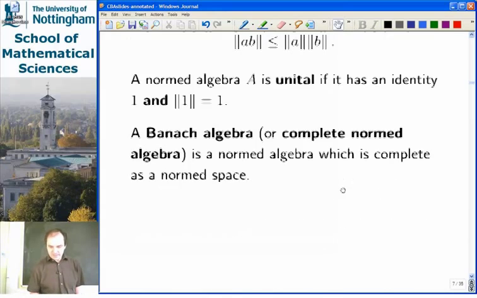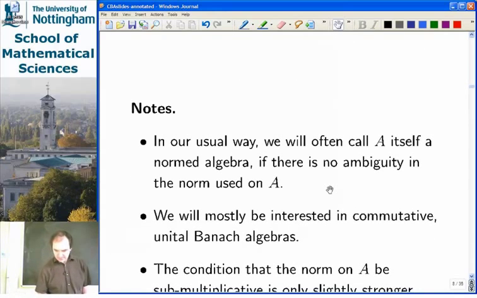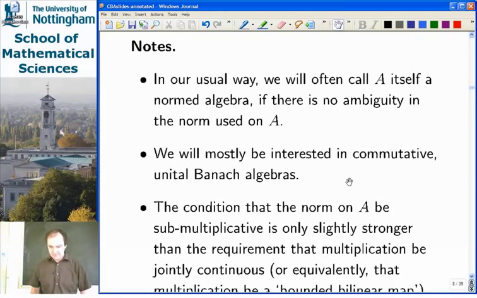So let's have some comments on this. We won't always name the norm, just like you sometimes say let E be a normed space. Sometimes we'll say let A be a normed algebra. And that'll just mean that it's a complex algebra for us most of the time, and that there's a norm defined on it which makes it into a normed algebra, but we maybe won't bother naming the norm. And as I said, we're mostly focusing on commutative unital Banach algebras.